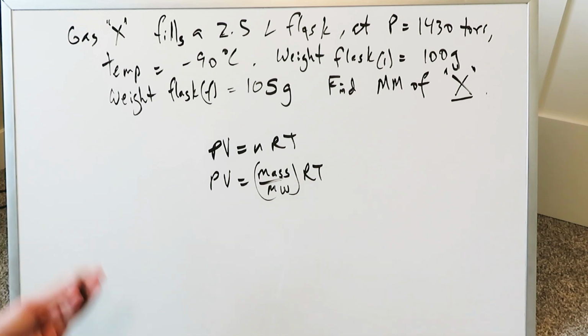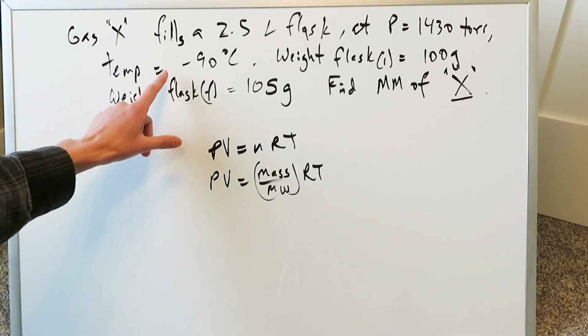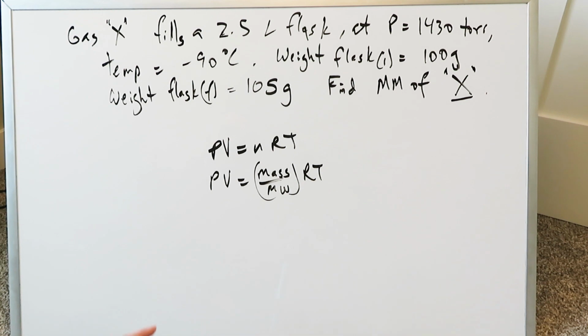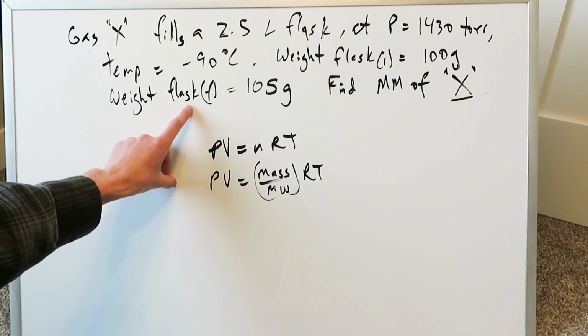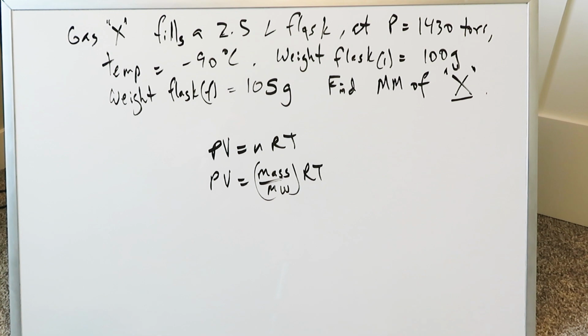Gas X, we don't know what X is, fills a 2.5 liter flask at a pressure of 1430 torr. The temperature of this specific experiment is minus 90 degrees Celsius. The weight of the flask before the gas was pushed in was 100 grams, but after the gas has been pushed in it is 105 grams. We have to find the molar mass of this X.